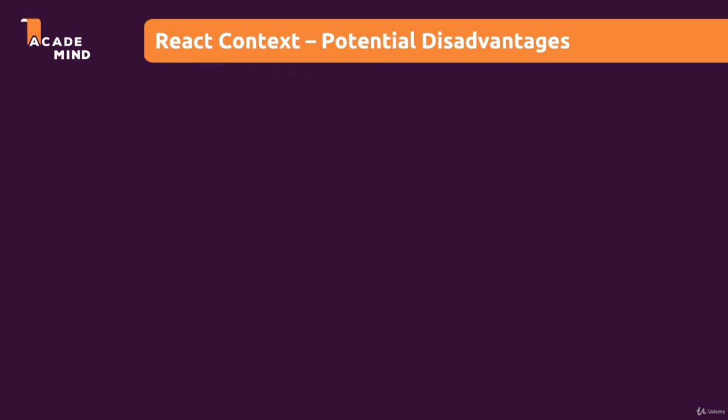React Context has a couple of potential disadvantages. And I say potential because they might not matter in the app you're building. And if they don't matter, you don't need Redux. It is as simple as that.